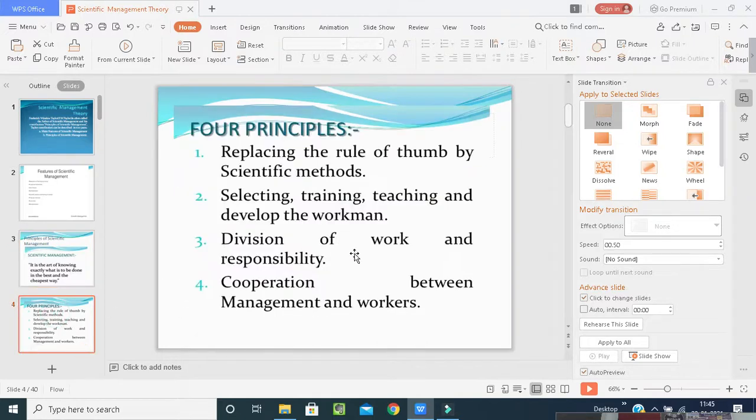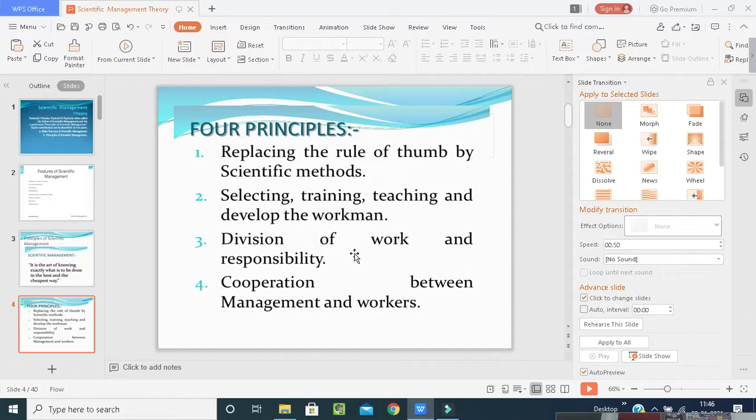Now, four more principles of scientific management are: replacing the rule of thumb by scientific methods; selecting, training, teaching and developing the workmen. This is the second one. So the first one, replacing the rule of thumb by scientific methods. That means unskilled laborers, we have to replace them and select persons who have at least some basic knowledge, educated persons, and develop them. That means we have to give them training and teach them in a proper way so that they can carry out the work. After that, we have to divide the work. That means division of the work and responsibility. After dividing the work and responsibility, the scientific management will also take place here.